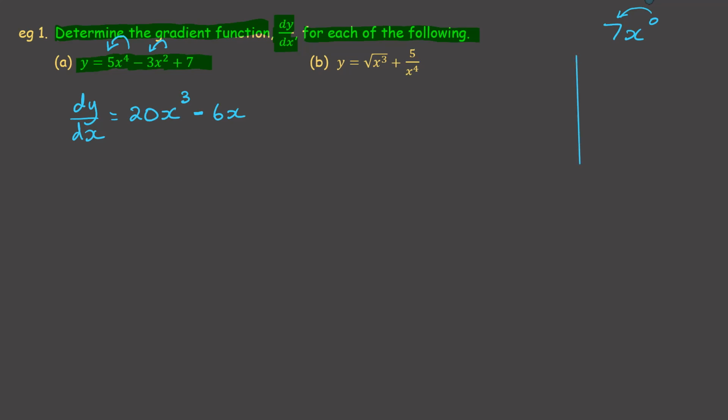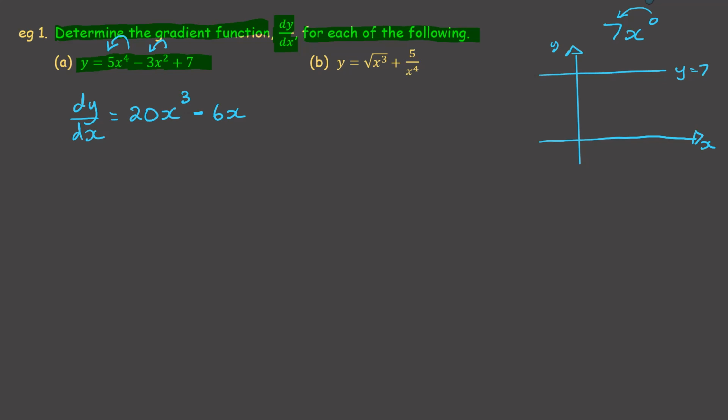The other way of thinking of that is that since dy/dx is the gradient function, think about y equals 7. It's a horizontal line, so its gradient is going to be 0.